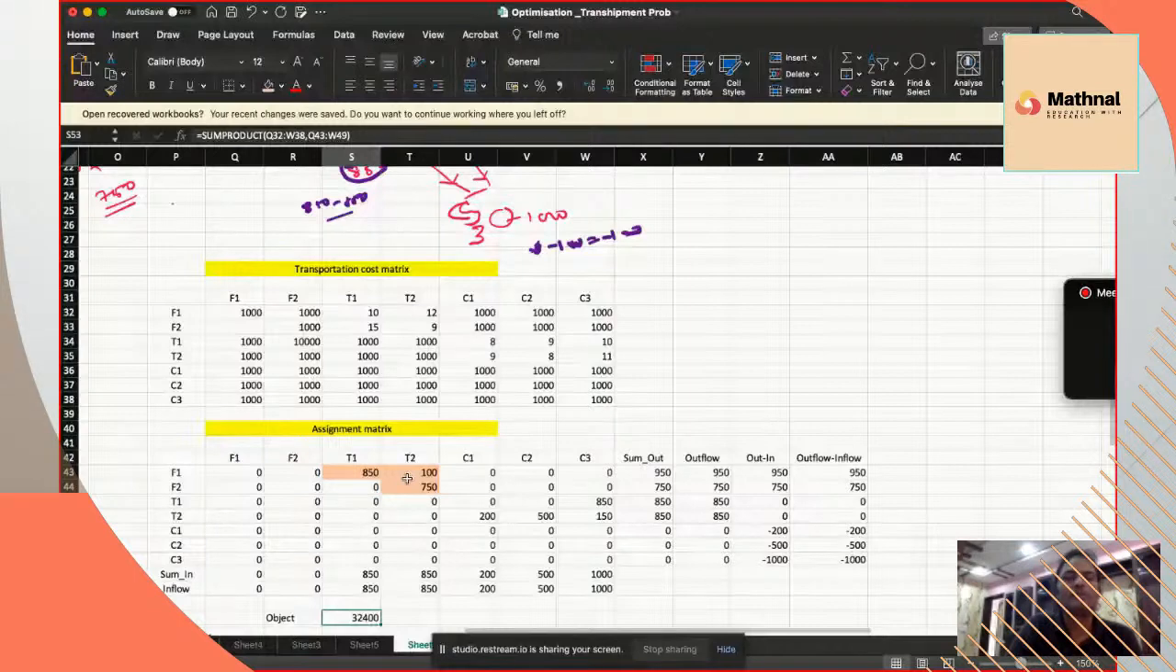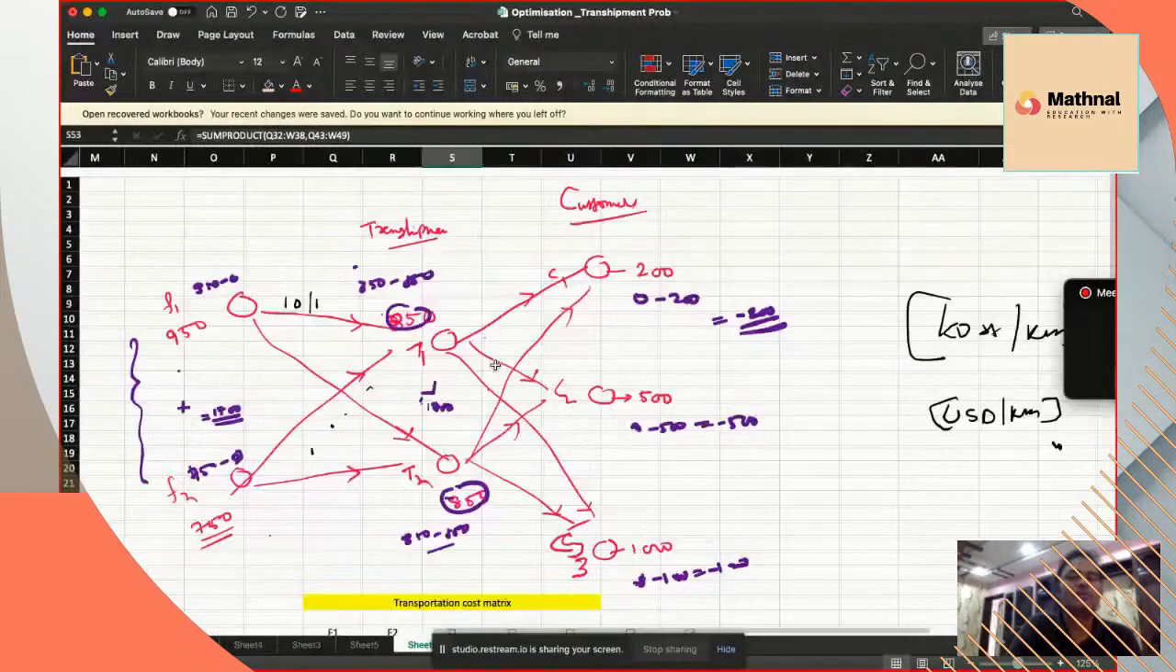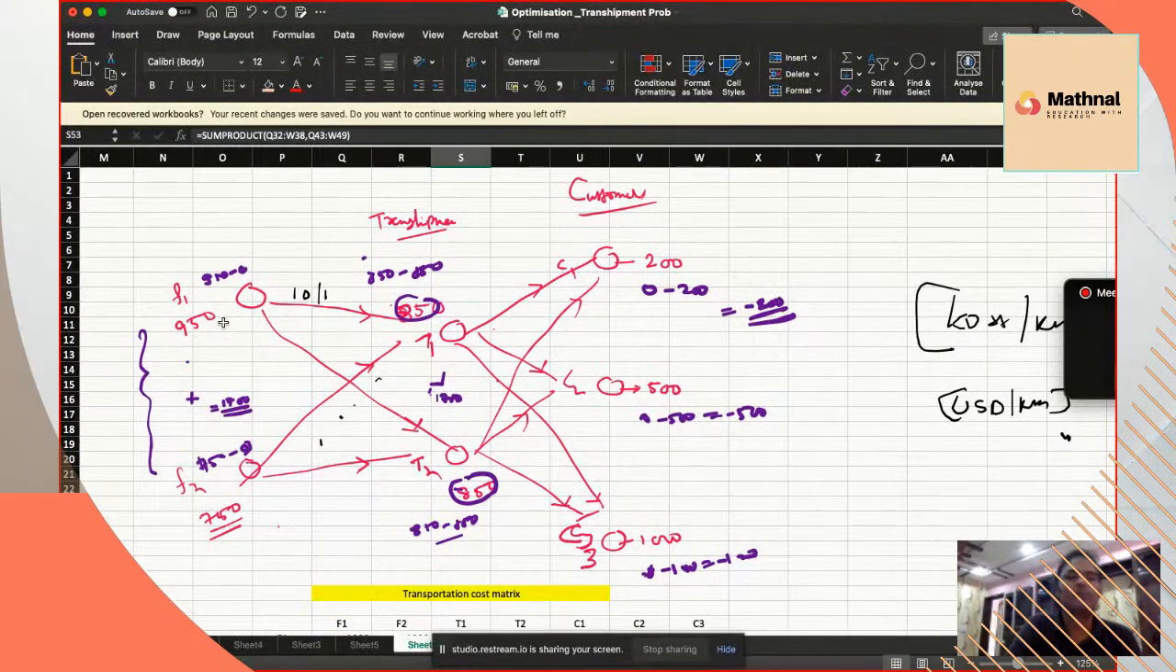So the most important thing now is to understand the role of a node. The role of a node is to receive or dispatch, or receive and dispatch both. So F1 and F2 are dispatching nodes. C1, C2, C3 are receiving nodes, and T1 and T2 are receiving as well as dispatching nodes. The second question is how much they receive and how much they dispatch. And third is the cost per unit per kilometer.